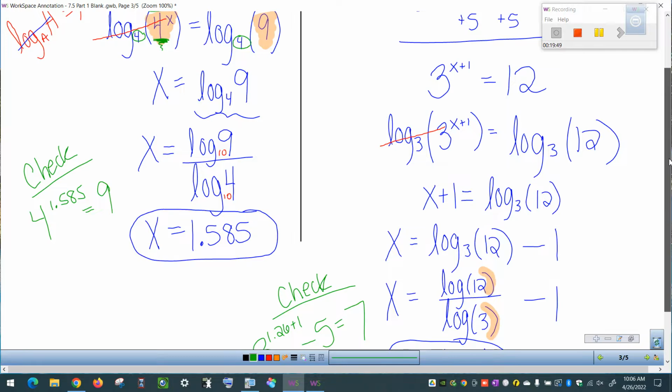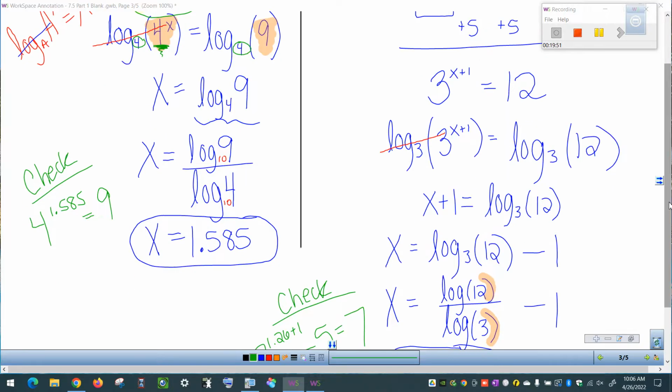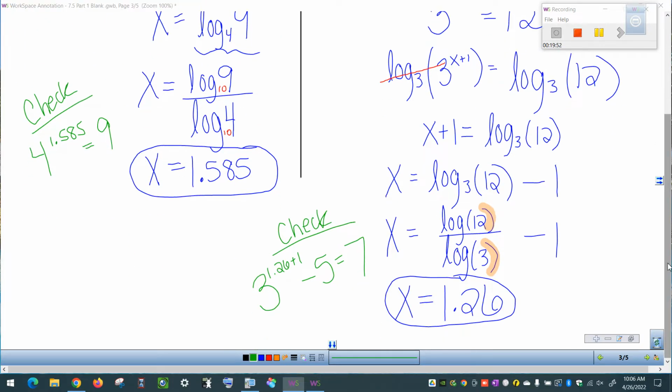All right, so that is how we can solve using logarithms. Sometimes I call this the log both sides method, and this actually works 100% of the time. So it's especially helpful if you cannot do the same base method.